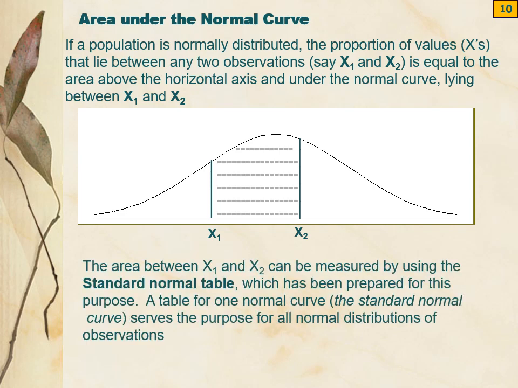For example, suppose you are given that height follows normal distribution with a certain mean and certain SD, and you want to know what proportion of persons will have height between 160 and 170 centimeters. So here your x1 is 160 and x2 is 170, and if you are able to get the area between x1 and x2, that will be the proportion of persons having height between 160 and 170.